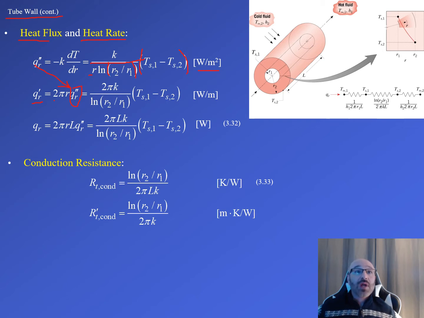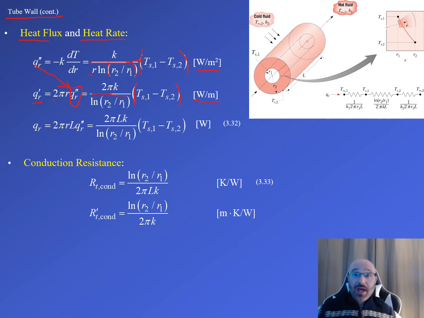So we go through and now we can see that this is equal, when we multiply through by that, we now have 2 pi K divided by the natural log of the ratio of the inner and outer radius times the difference in those surface temperatures there. And now, rather than being watts per meter squared, we've multiplied through by a length right there. So now this is going to be watts per meter.